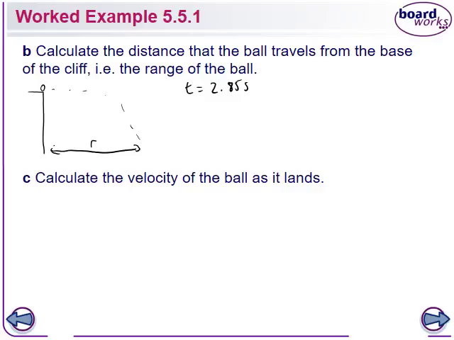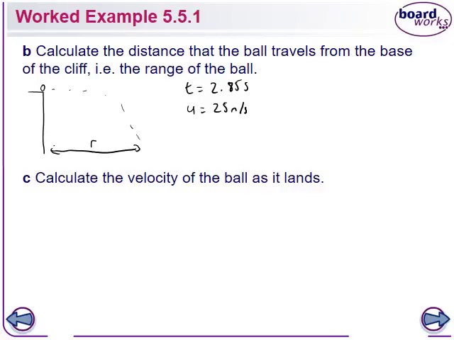2.85 seconds. We know that's how long it takes to hit the ground. We know the initial speed of the ball is 25 meters per second in the horizontal direction. Now, if we know the time it's in the air and the speed in the horizontal direction, remember the speed in the horizontal direction doesn't change. So it starts off at 25 meters per second and its speed in the horizontal direction at the end is still 25 meters per second. We have a constant velocity. So therefore we don't need to use our SUVAT equations.